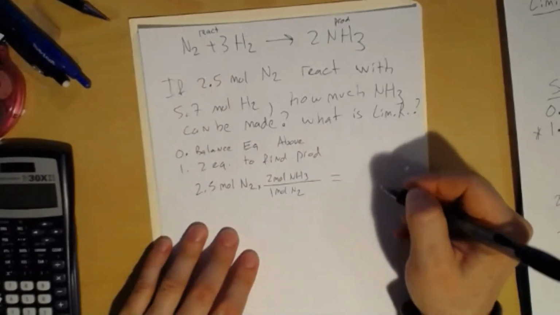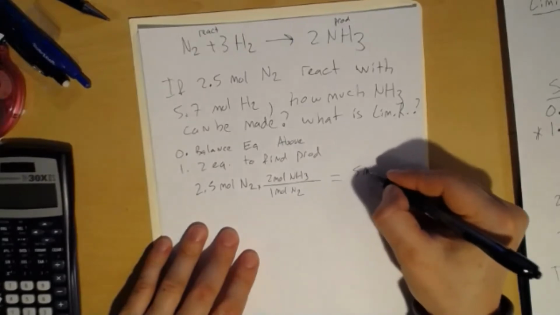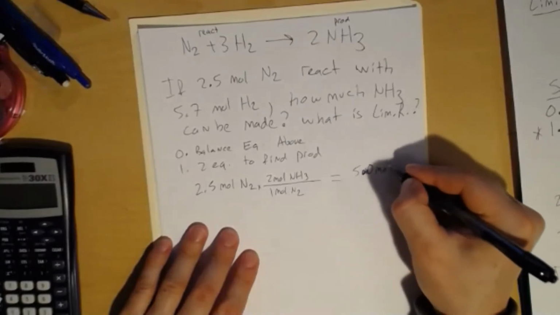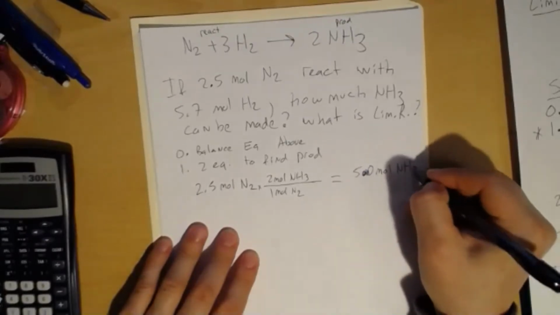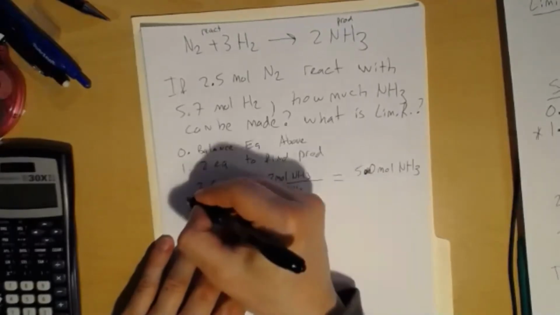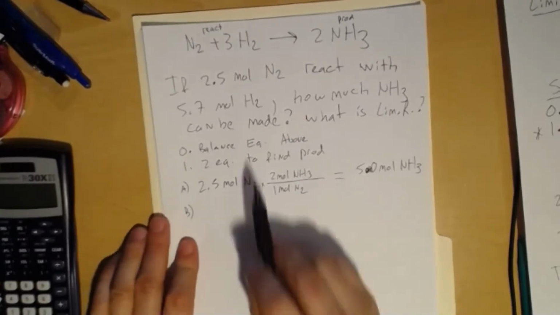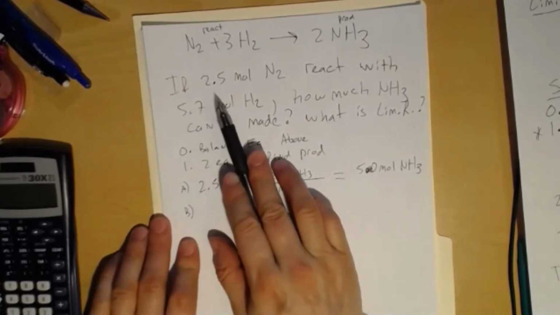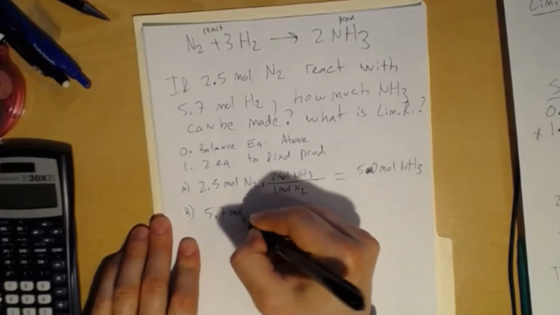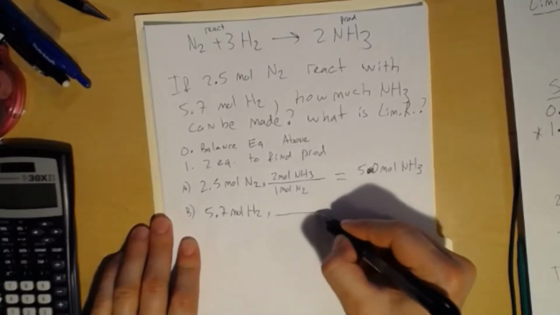Okay, well, that's pretty easy. 2 times 2.5 is 5. Well, actually, let's make it 2 sig figs. 5.0 moles of NH3. Okay, so that's the first equation. I'm going to call that A. Let's do the second equation, B. I also have 5.7 moles of hydrogen.